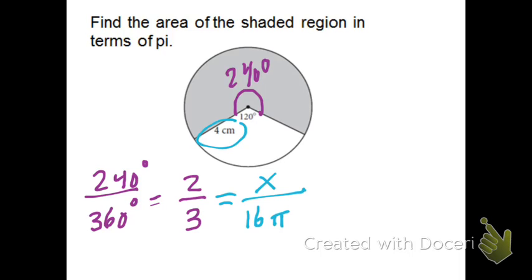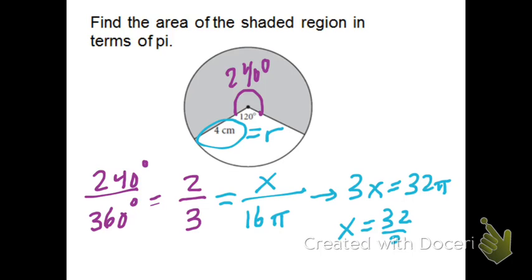Because remember, area of a circle is pi r squared. So if r is 4, r squared is 16, pi r squared is 16 pi. Cross multiply, and we get 3x is equal to 32 pi, and then divide both sides by 3, and we get 32 over 3 pi square centimeters as the area. So that would be the exact area.